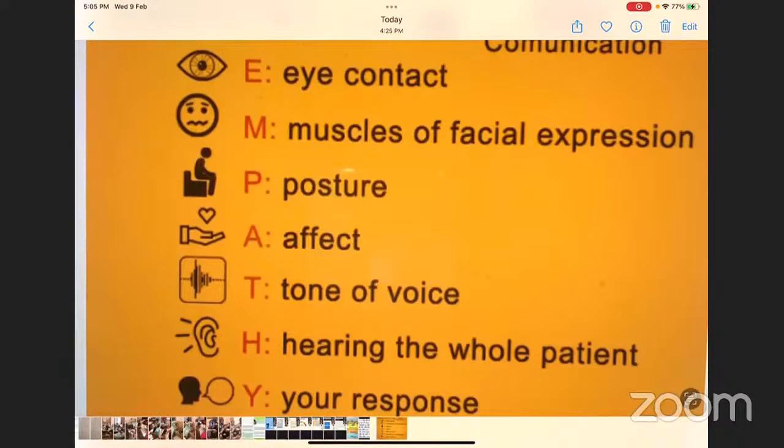Now, what have we to do? Hearing the whole patient. Listen to the patient completely. No interrupting, no giving your own ideas. Connect to the emotions. You have reached the edge, hearing the whole patient. Now you respond.